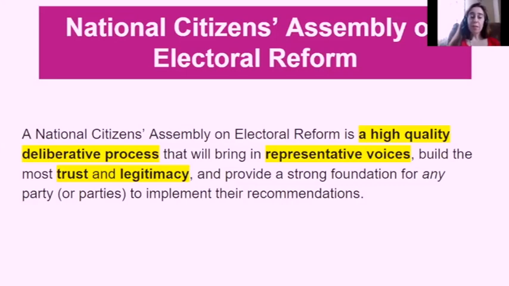But a Citizens Assembly process would be seen as people just like me, working on behalf of fellow citizens. And so the recommendation that they come up with will provide a foundation for any of the parties to run on implementing this. It's a lot stronger than, say, some committee that worked many years ago.